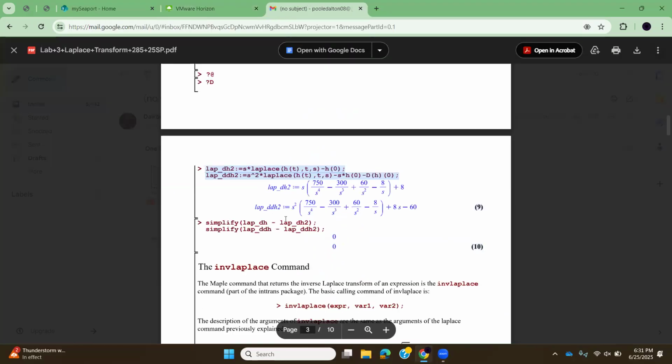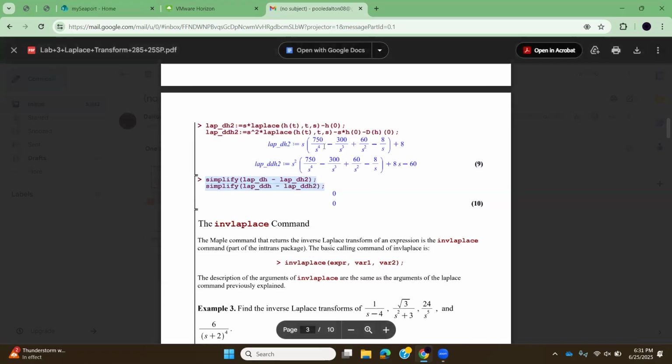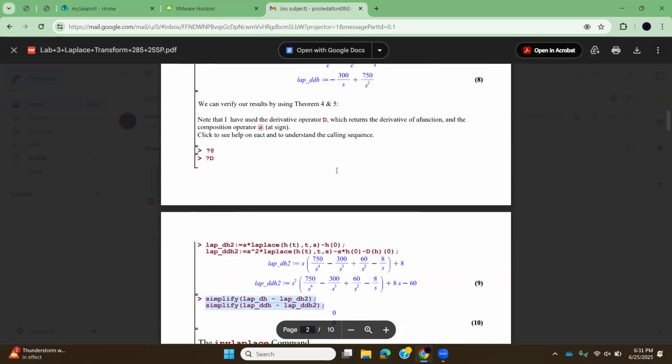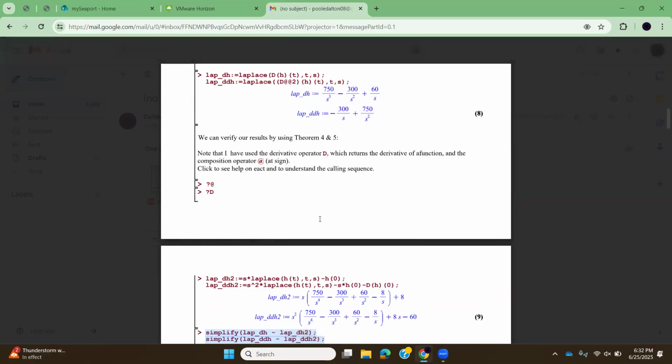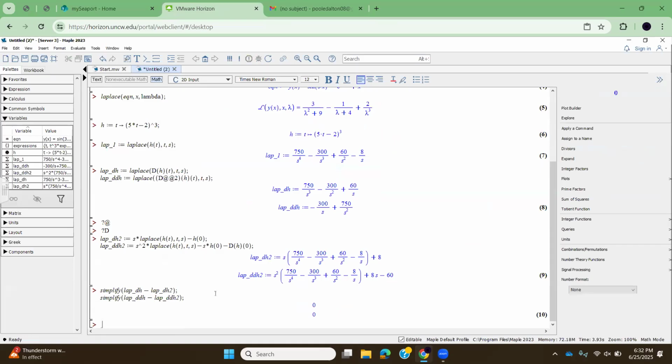There we go. And then this is just the simplify command. This is what we got for LAP underscore DH2, and this is what we got for LAP DH, and it's basically saying, okay, if we subtract one from the other, it's going to simplify to zero, which is what we expect. So that's all that's saying. So plug that in and get zeros.